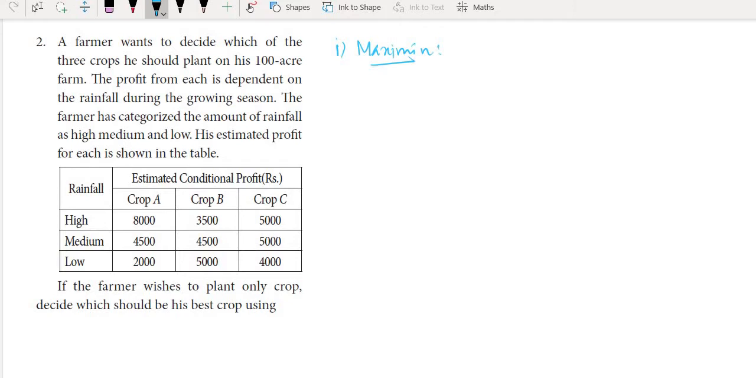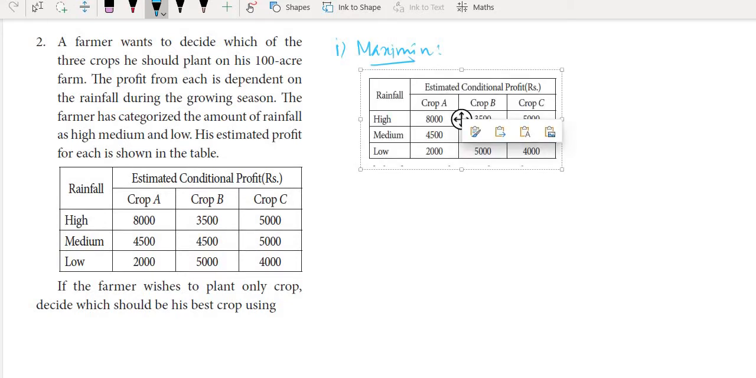According to the max-min strategy, we have to take the minimum values for each of the strategies available here. Then we have to choose the maximum among them. Maximin stands for maximum among the minimum values of each act. If we listen carefully, high, medium, low are states of nature. These crops A, B, C are the acts here. So we can't choose high, medium, low rainfall. We can choose either A, B or C only.